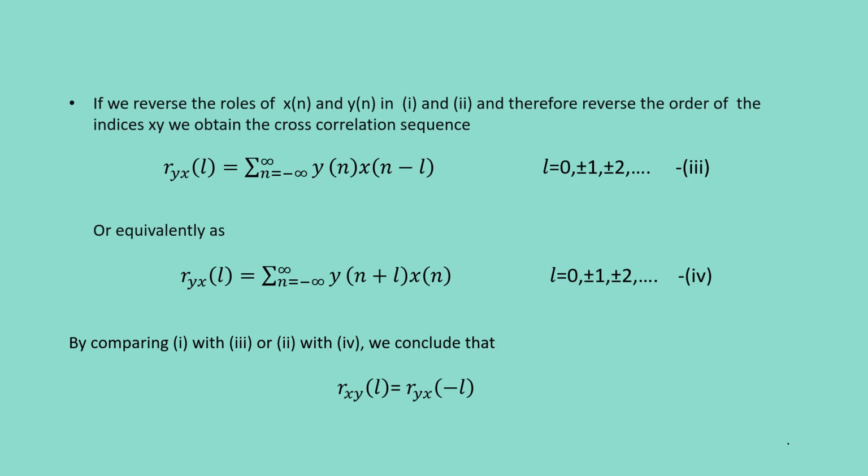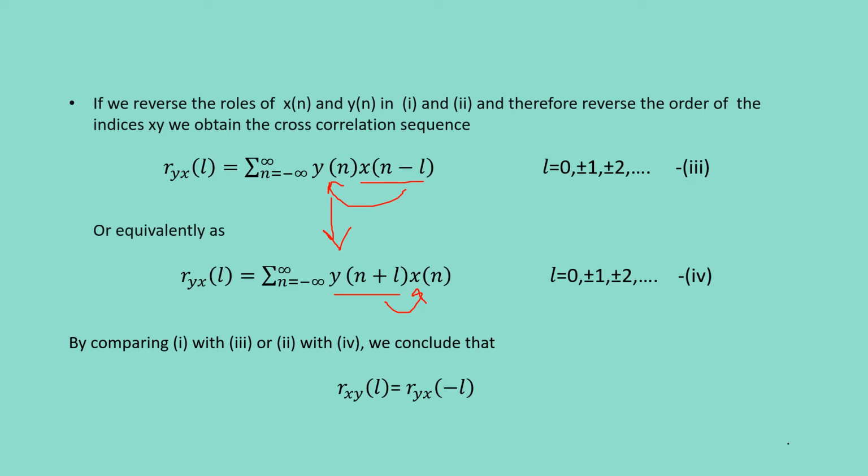In the previous slides, we have seen Rxy of L, where x of n remained the same and y of n is shifted through L units. Now, if we reverse the order, Ryx of L, then y of n is kept constant and x of n is shifted through L units. Equation 3 here, as shown, can also be written as sigma n equals minus infinity to infinity y of n plus L into x of n, which means shifting x of n through L units relative to y of n is same as shifting y of n through L units relative to x of n.